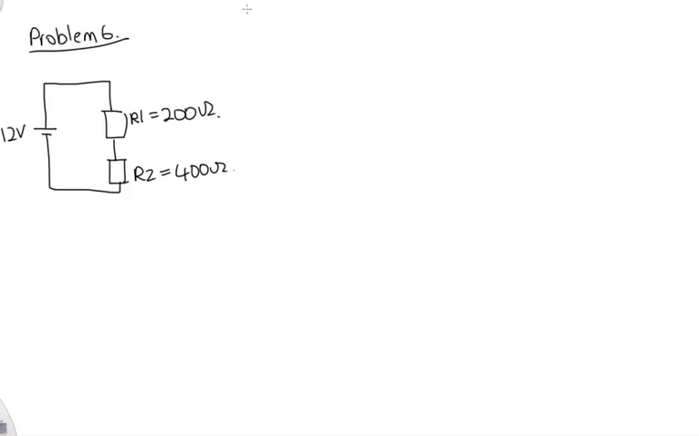So part A asks us, are the resistors in this circuit in series or parallel? Well, the current comes out of the power supply, it all flows through R1 and then it all flows through R2. So this tells us that these resistors are in series. Part B then asks us to calculate the voltage drop across R1.